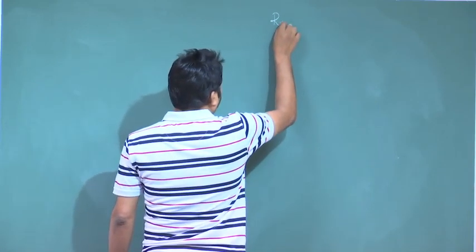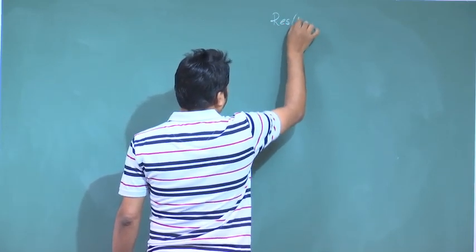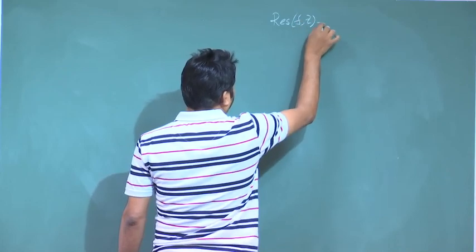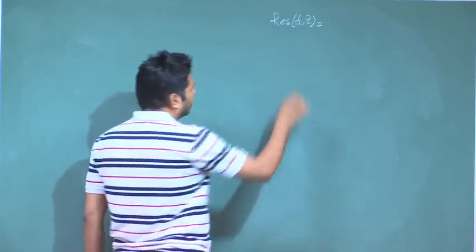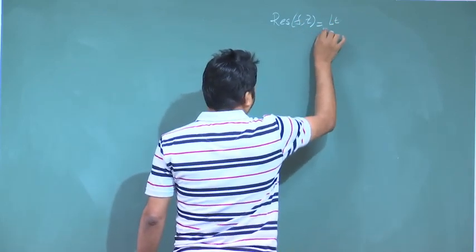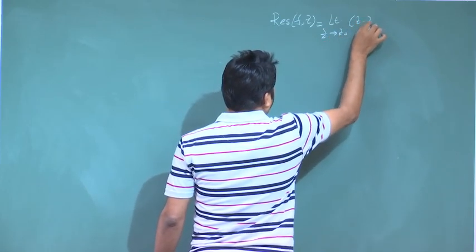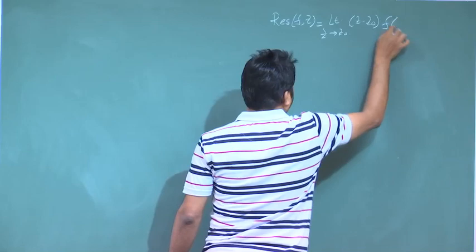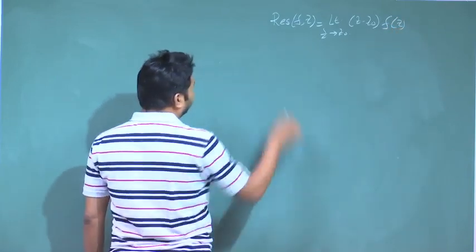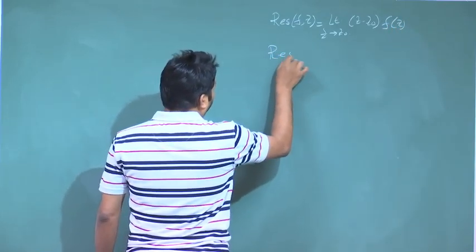So, the residue of f(z) is the limit as z tends to z0 of (z minus z0) f(z). This is one recipe when we have a simple pole.